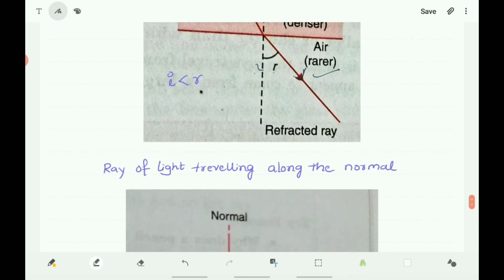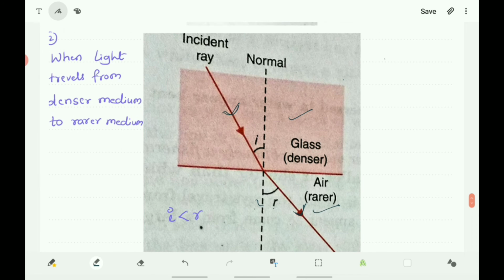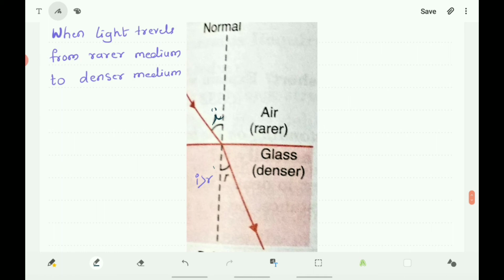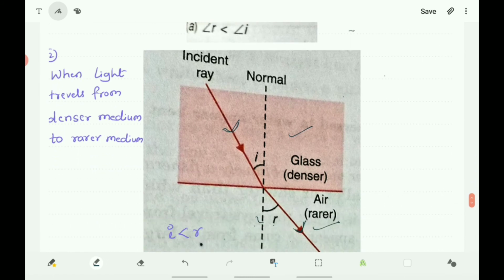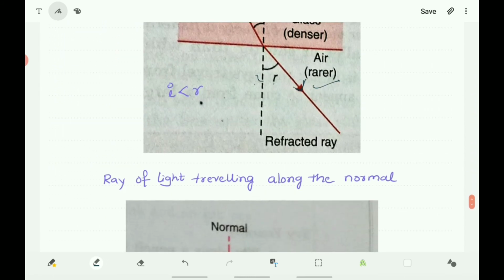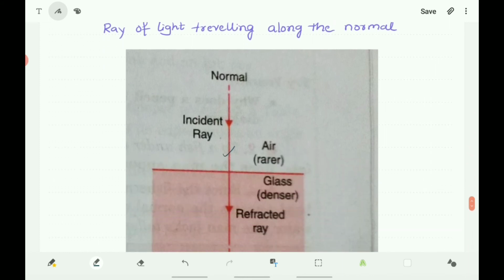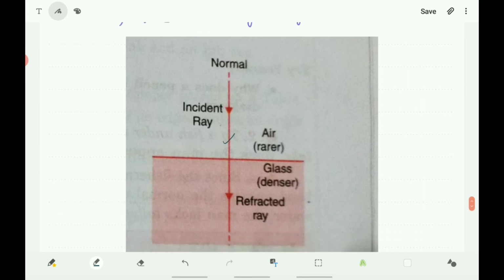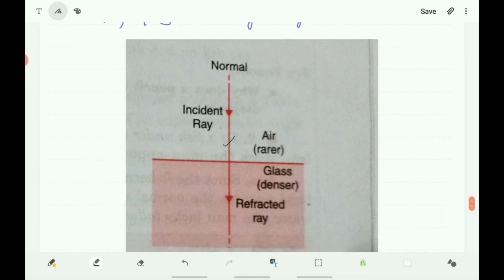Next, the third case, a ray of light traveling along the normal. In the first and second cases, the incident rays are oblique to the surface. In the third case, the ray of light is traveling along the normal. When the ray of light travels along the normal from the rarer medium to the denser medium, or from the denser medium to the rarer medium, there is no change in the path of the light.